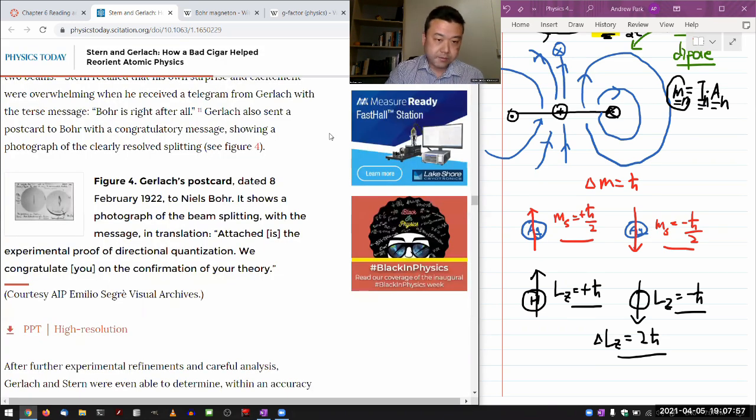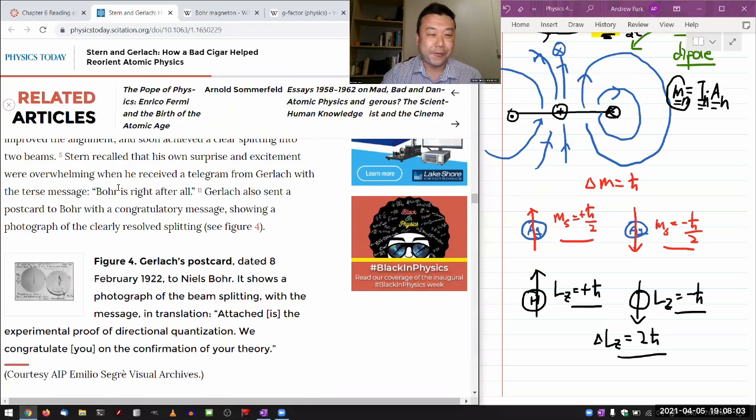As I say in the lecture when we talk about the Bohr model, it's a semi-classical model. So Bohr is right after all. They were more right than wrong to think that, but Bohr was not completely right. This is the thing about semi-classical models. There will be places where they fail.